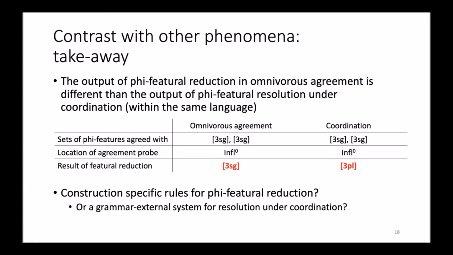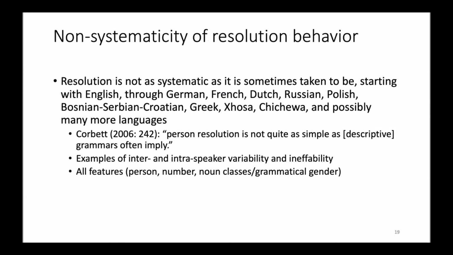Or we could not be happy with this approach, and instead we could look for a different locus of this phi-feature reduction, at least for one of these constructions. And today I'm proposing, as you know, that resolution in coordination takes place in a completely different module, in a grammar external module or system. And to make this claim stronger, I'm going to provide now a second line of argumentation, namely the non-systematicity of resolution behavior, which we would not expect if we were dealing with this kind of vanilla grammatical operation.